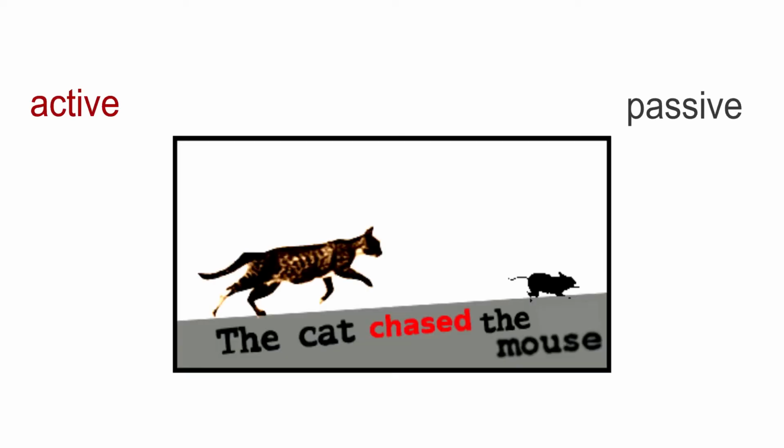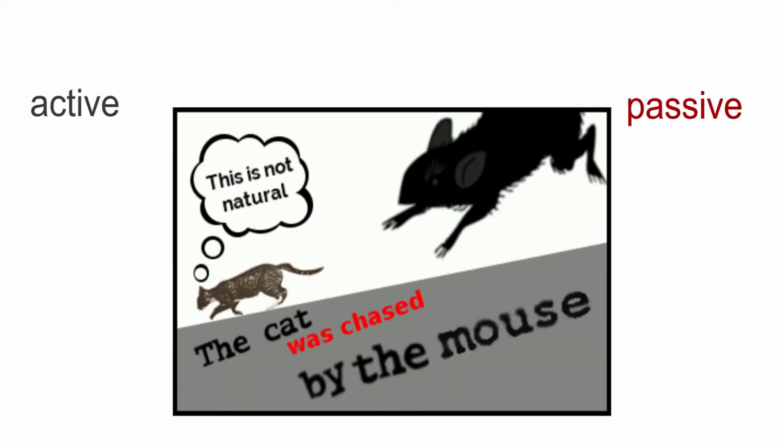With cats, in English, we can express an action in two different ways, active and passive. Active, the cat chased the mouse. And passive, the cat was chased by the mouse.